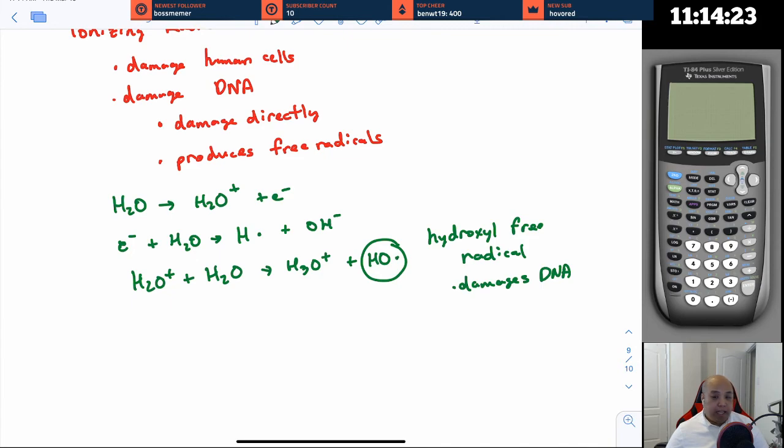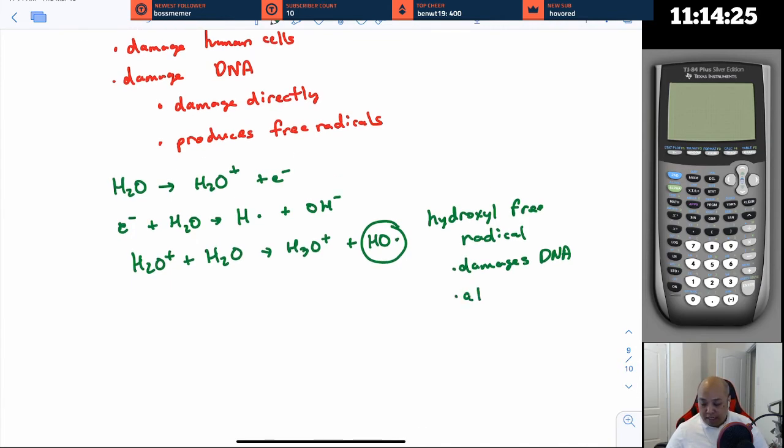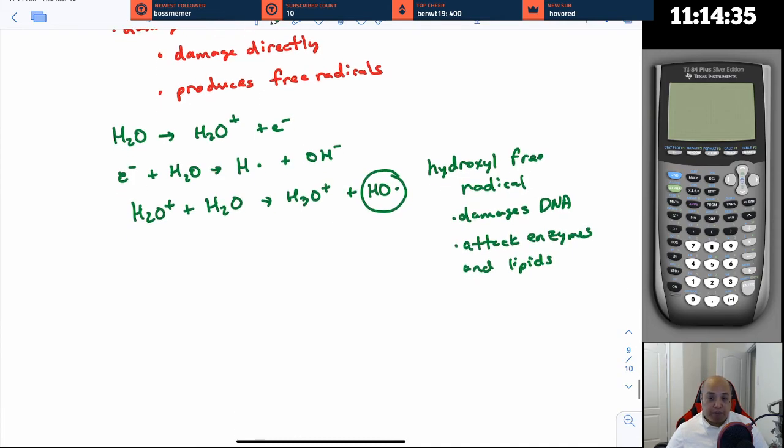Okay. And then also it can attack enzymes and lipids in cells as well.